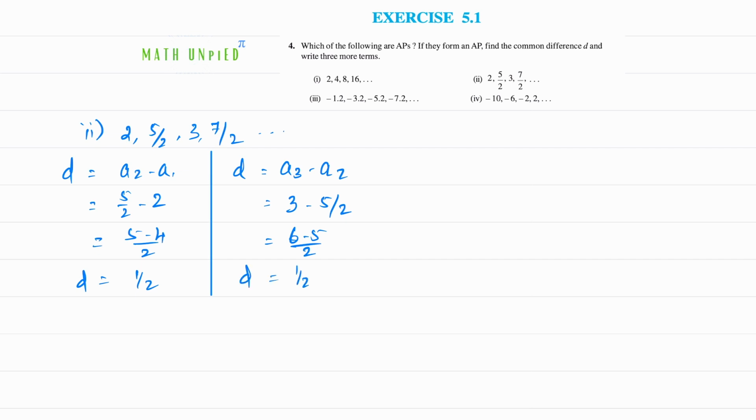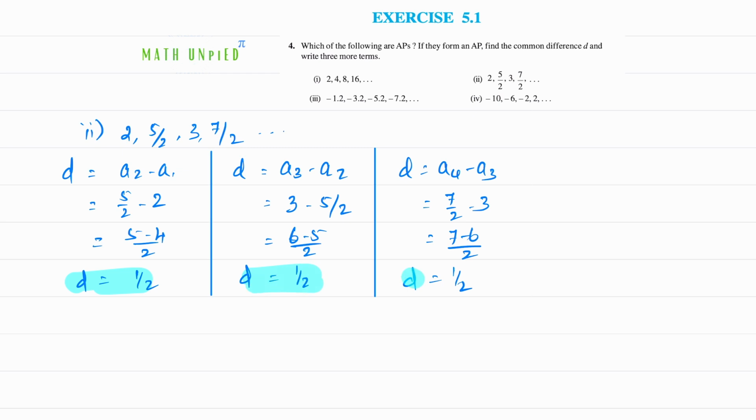So D in this case is half. Now let's move on and find out the difference between fourth and the third term. So D equals A4 minus A3, which is equal to 7 over 2 minus 3, which is equal to 7 minus 6 over 2, and this is equal to half. Therefore D equals half. In all the cases the difference is half, therefore the common difference is half, and this is an AP. So we can write the following three terms like this.